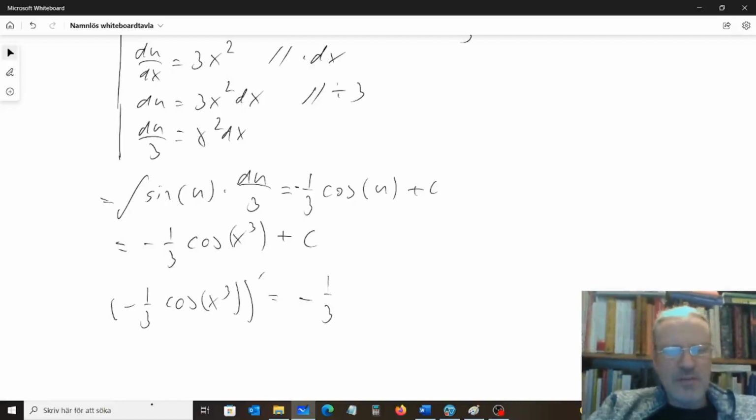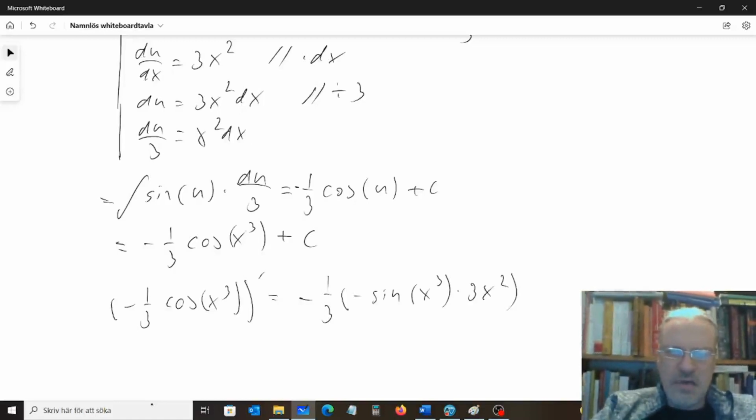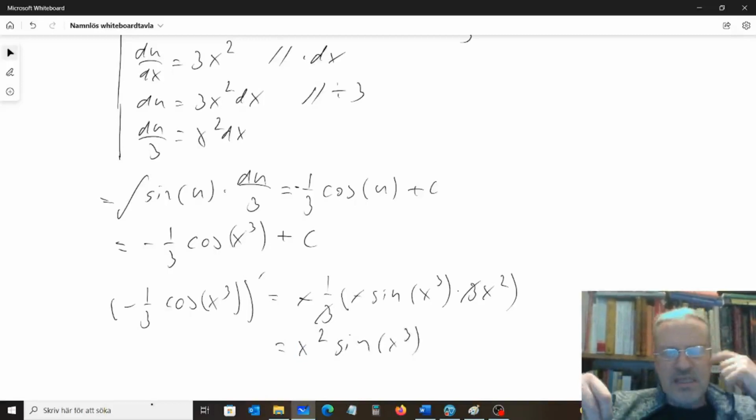And now we have cos of x to the power 3, so that is a function of a function. We need to use the chain rule. So the derivative of cos is minus sine. So we get minus sine of x to the power 3 times the inner derivative of this, which is 3x squared, right? And now we can see we can cancel the 3 against the 3 and the minus against the minus to get, and now I will slightly rearrange this, x squared sine x cubed, which is exactly what we expect to get. And this is what we started with, so this integral was working.